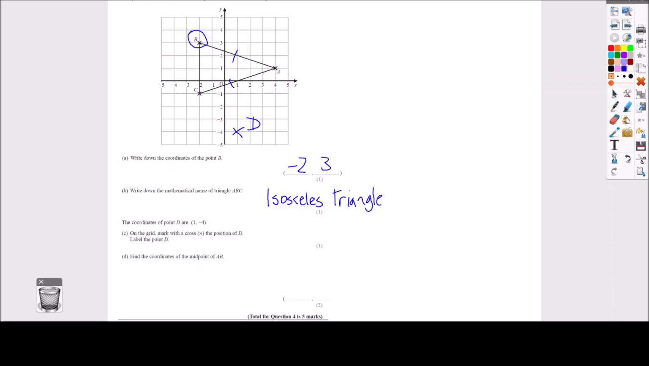Now for part D, find the coordinates of the midpoint of AB. So halfway along the line from A to B. Going from A to B, we're going 1, 2, 3, 4, 5, 6 to the left and 2 up. Well, if we halve that, that's going to be 3 to the left and 1 up. So that point there is the midpoint of AB. What coordinate is that? That is the coordinate 1, 2.